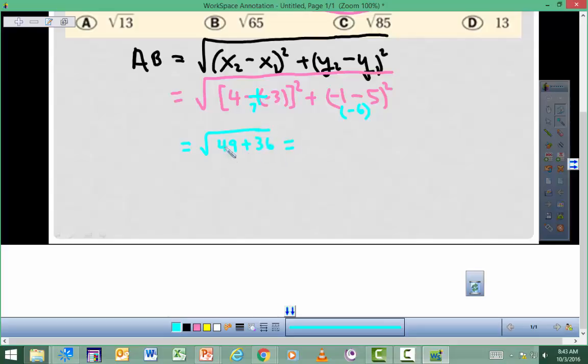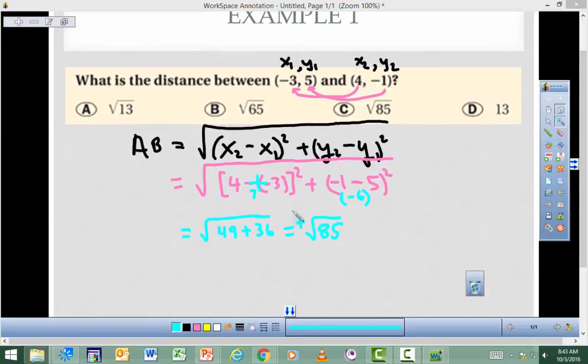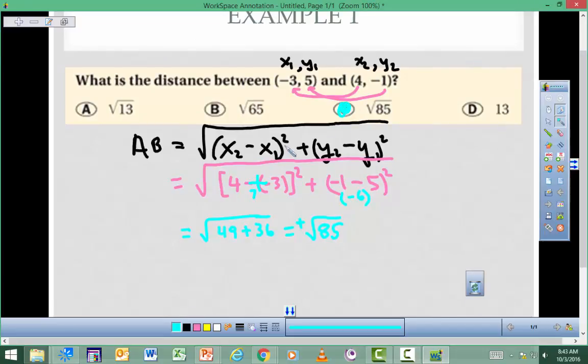And when you add 49 plus 36, we get 85. So we're just talking about the square root of 85. Now distances are always positive, so you don't need a plus or minus here. It's always just going to be the principal square root. So we dealt with square roots in the last chapter a little bit, so we're doing it again. So it looks like to me it's answer C here.